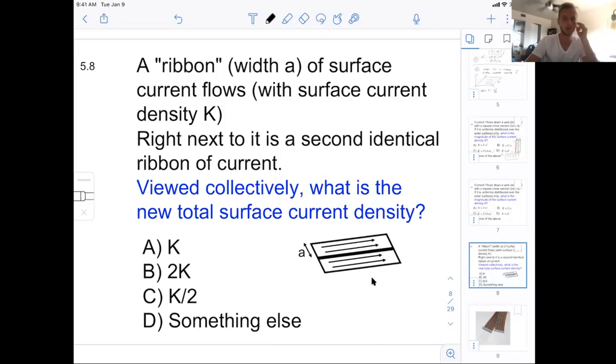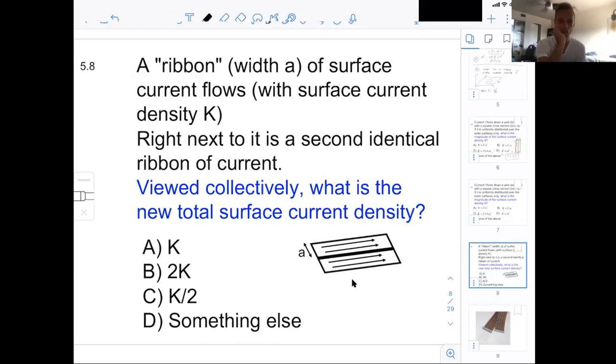Okay, so I'm going to go ahead and end this. Let's take a look at our results. It looks like the majority voted for either double the density or half the density. A few of you chose A, which is the same density. So would anybody like to share their thoughts? You can either reason about it, or you can calculate it. You can calculate the density using current over distance.